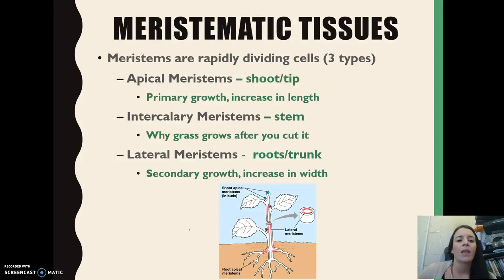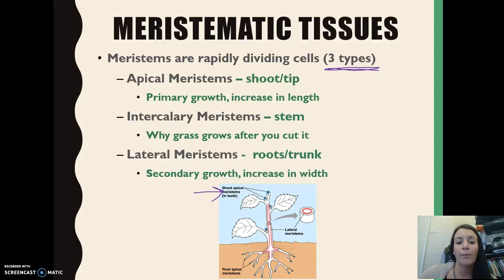So when we talk about meristematic tissues, meristems themselves are rapidly dividing cells. And within that, there's three types. You're probably starting to see why I said this was going to have a lot of information. So there's apical meristems, intercalary meristems, and lateral meristems. So the apical meristems are the shoot and the tip. This is the primary growth. This is where plants increase in length. And you can see that in the picture down here.